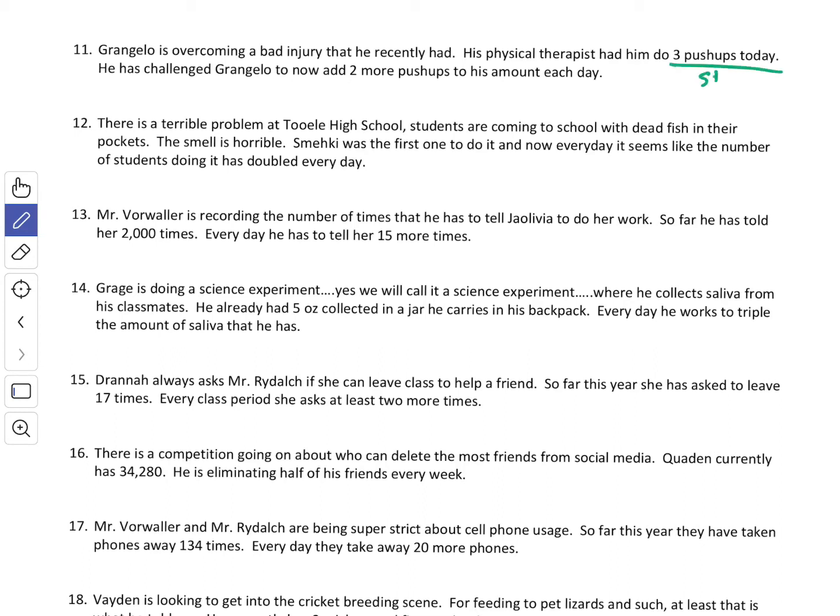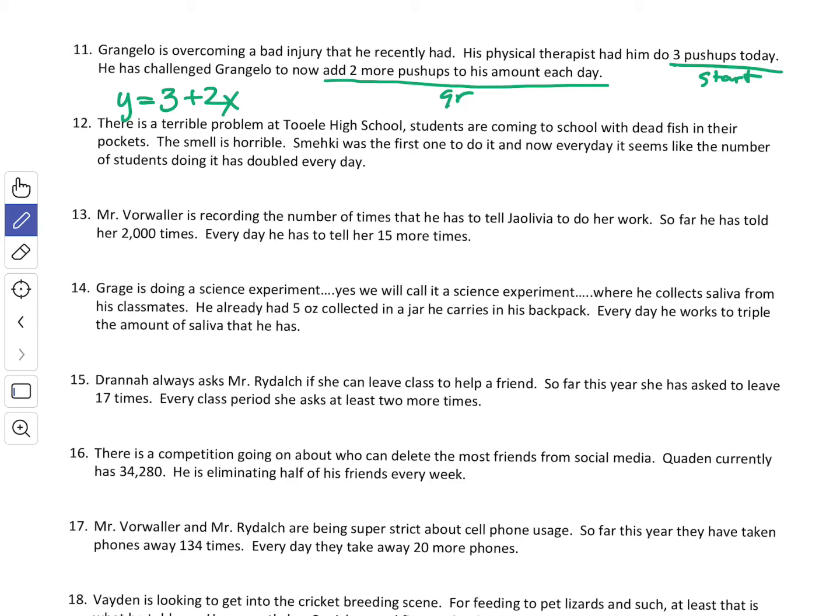11. Grangelo is overcoming a bad injury that he recently had. His physical therapist had him do 3 push-ups today. There's our start. He has challenged Grangelo to now add 2 more push-ups to his amount each day. There's our growth. So it's arithmetic because we're adding 2 each day. So y equals, we started at 3, we're adding 2 every day for repeated days. And there we go.